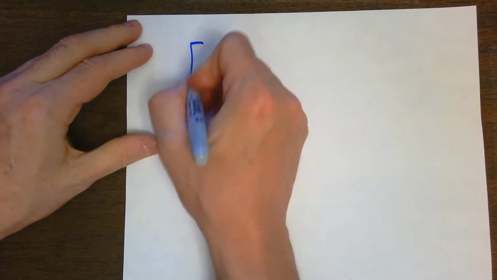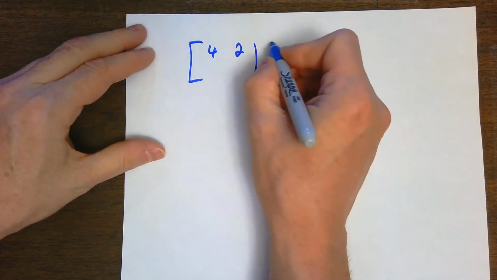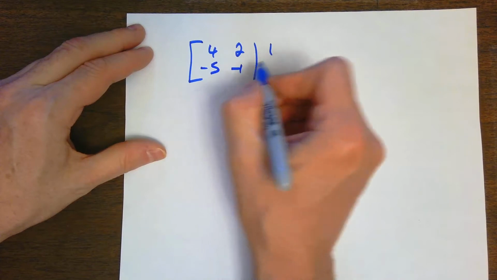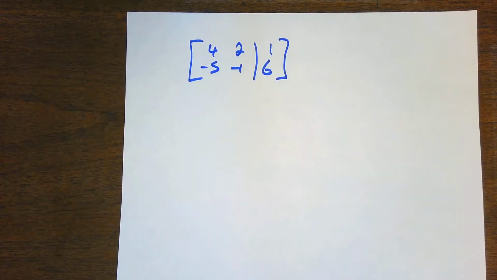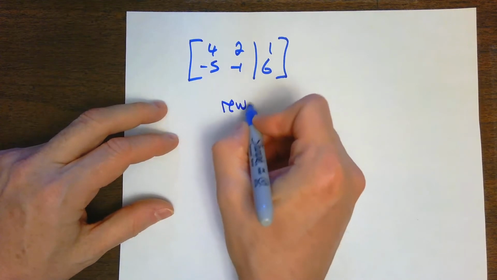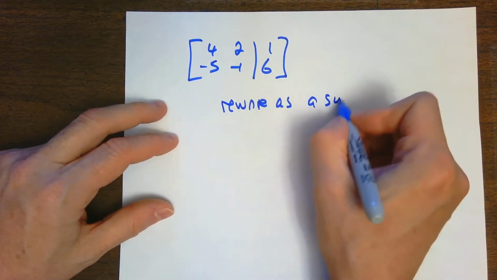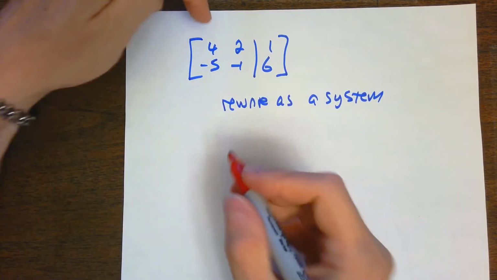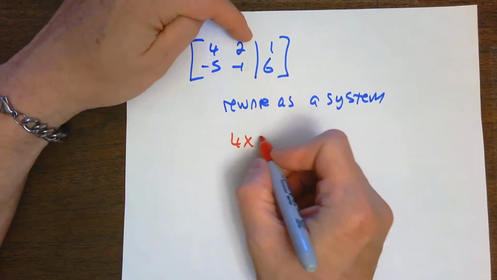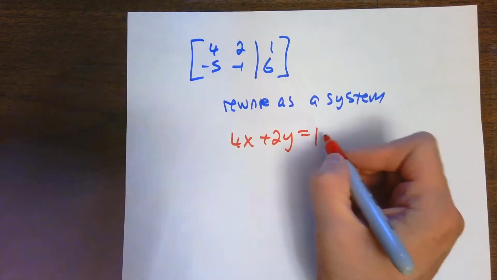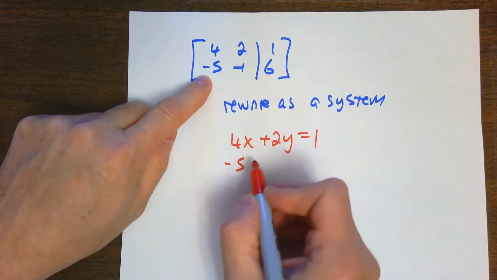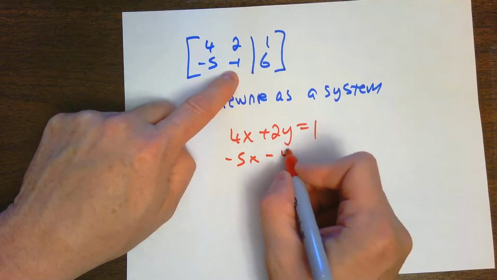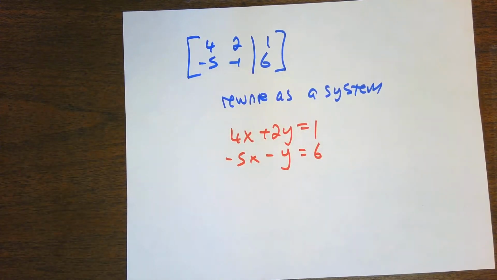So for example, suppose I had the matrix 4, 2 with an augmentation of 1, negative 5, negative 1 with an augmentation of 6, and I said rewrite this as a system of equations. Well, the first row is the first equation. So there's my coefficient of x's, 4x's. There's my coefficient of y's, plus 2y's. There's my constant, the augmentation, equals 1. Negative 5x's, second row, second equation. Negative 1y equals 6.